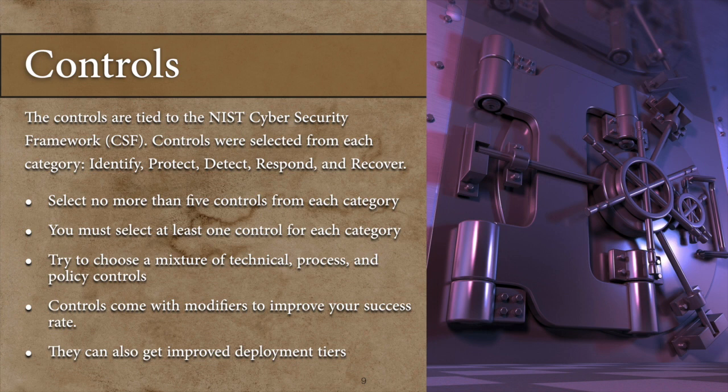Controls come with modifiers to improve your success. We'll talk about that more a little later, but essentially it is this. Just like anything, the better you deploy it, the better it works. So, if you spend a certain amount of money deploying something to a base level and then improve it, the chances of it working successfully to defend you are much higher. You can also get improved through what's called deployment tiers. Let's talk about that now.